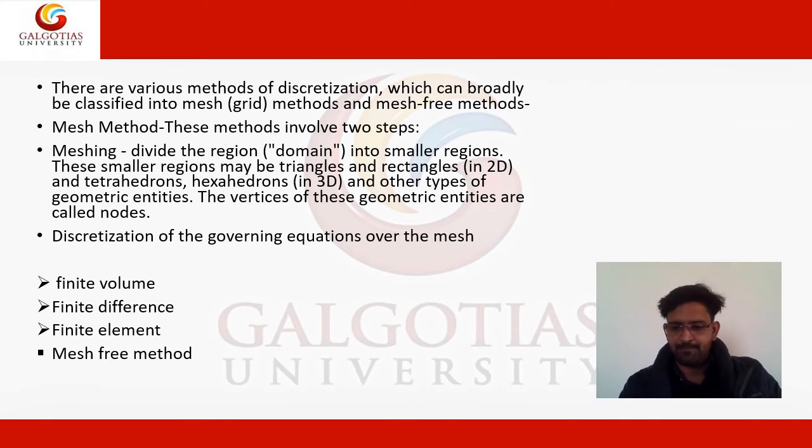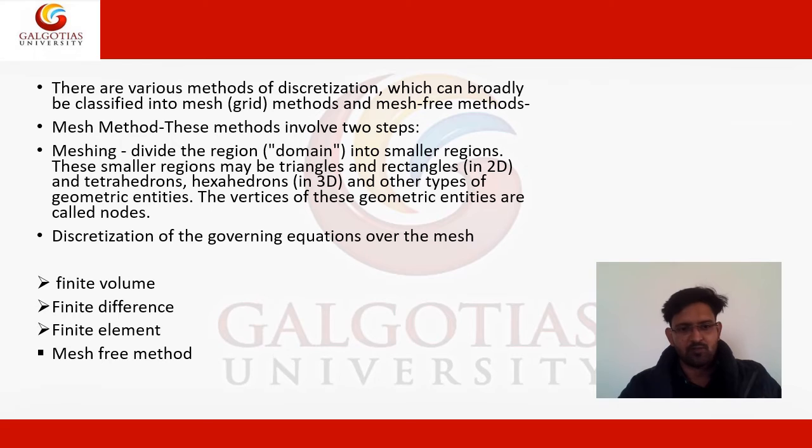Suppose that I have an object, and I have divided this object into small elements. These small elements have their boundaries. They are made from some boundaries. So the vertex of these boundaries I can call a node. So meshing means to break the continuum matter or continuum components into discrete components where the vertices of these discrete elements are known as the nodes, and then discretization of the governing equation over the mesh.